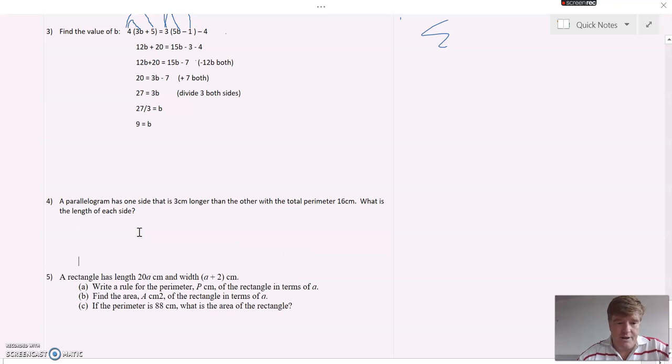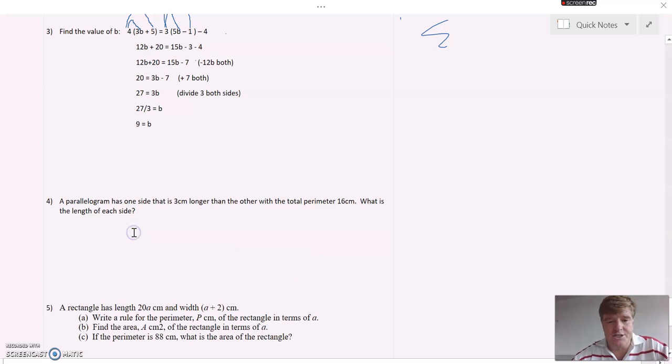This is an interesting one. A parallelogram has one side that is 3 centimetres longer than the other, with a total perimeter of 16. So parallelograms have 4 sides, 2 long and 2 short. So let's have a think about the long side.